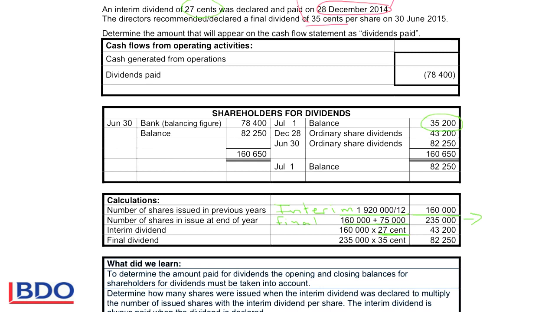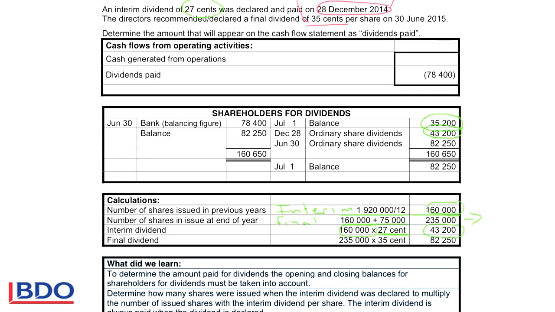We calculated there that we sold 160,000. So if I multiply 160,000 with the 27 cents, I see that the interim dividend is 43,200 Rand. So I will go and show in my shareholders for dividends account that I owe the money to the shareholders, so the shareholders will be credited with 43,200. The expense, ordinary share dividends, will be debited.